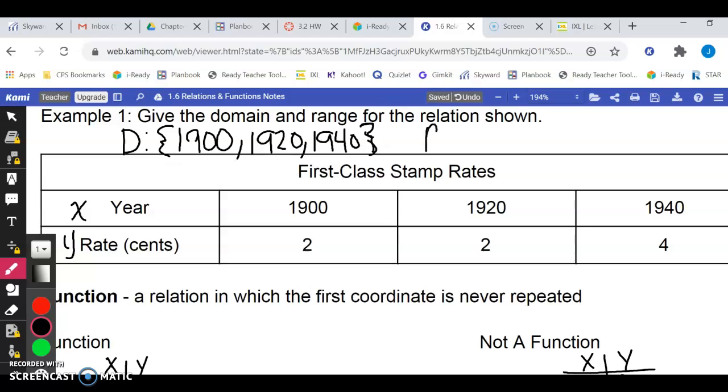And then for the range, we do the same thing, but for the y values. And those are 2, 2, and 4. We don't need to write the 2 twice, so it just needs to be there one time.